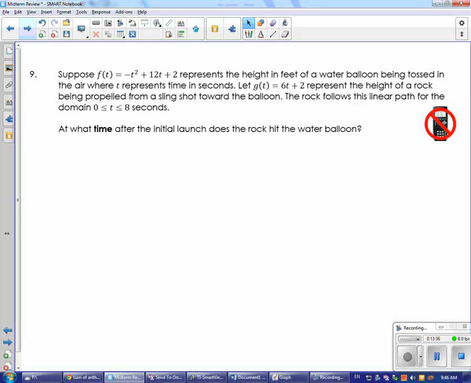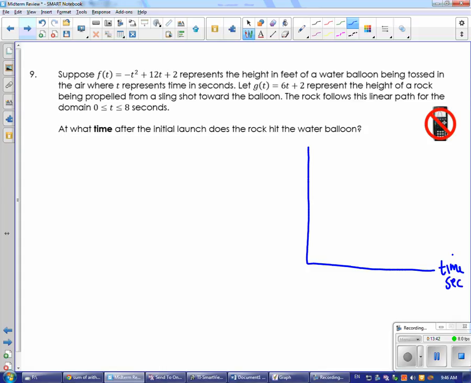Before I do anything else, let me go ahead and draw a picture of this. So here is my time in seconds, and we're talking about the height, so that means my y-axis is the height. And I'm talking about throwing a water balloon. And notice that the equation is quadratic. That means that the graph is going to be a parabola, and since the leading term is negative, that means it's got to be a parabola that goes down, and that makes sense. When you throw something up, it's going to come down. So here's my water balloon.